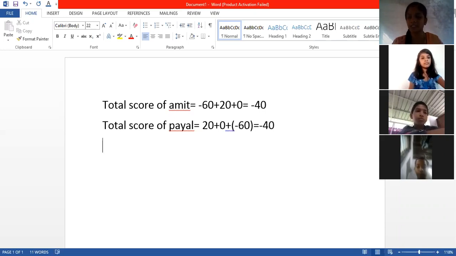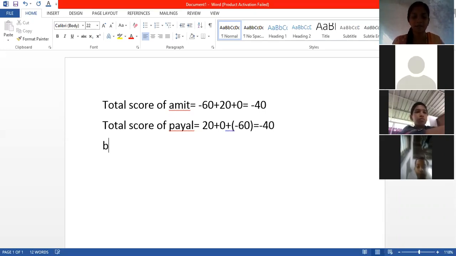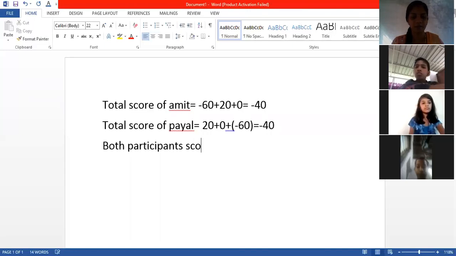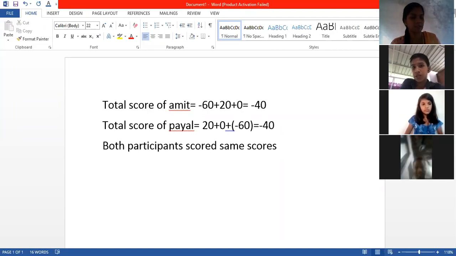The answer for that question is both participants scored the same scores. Both participants scored the same scores. That is the answer for the question, who scored more? Okay. There is also another question.